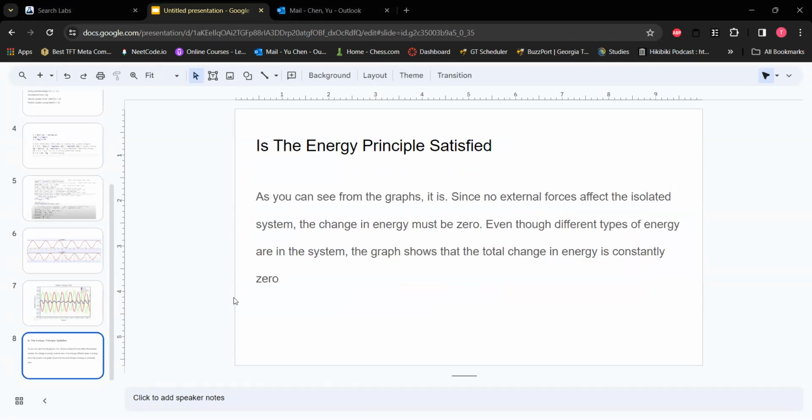The most important question from this lab is: is the energy principle satisfied? As you can see from the graphs, it is. Since no external forces affect the isolated system, the change in energy must be zero. Even though different types of energy are in the system, the graph shows that the total change in energy is constantly zero, and therefore the energy principle is satisfied.